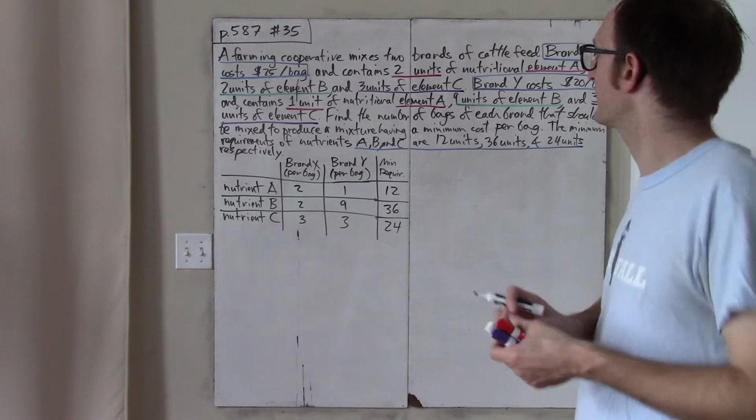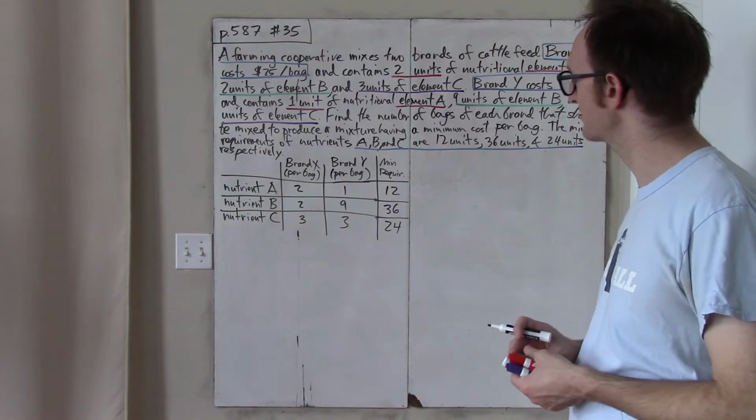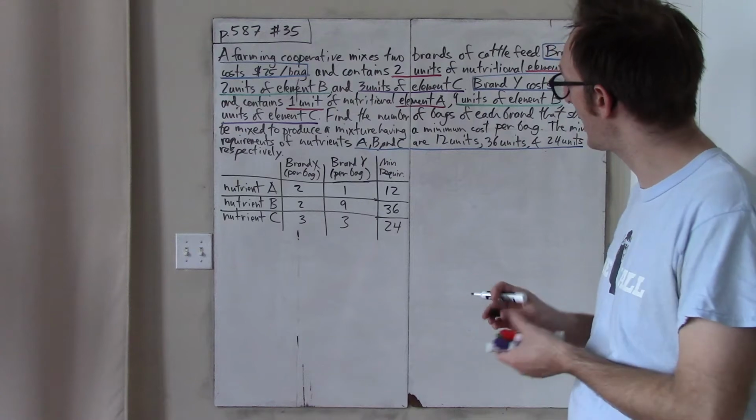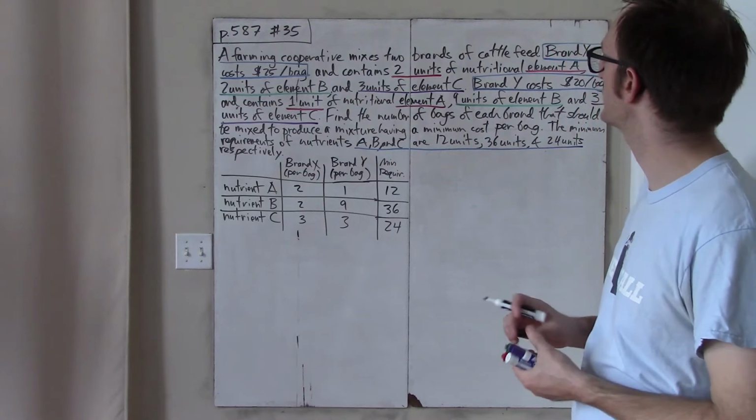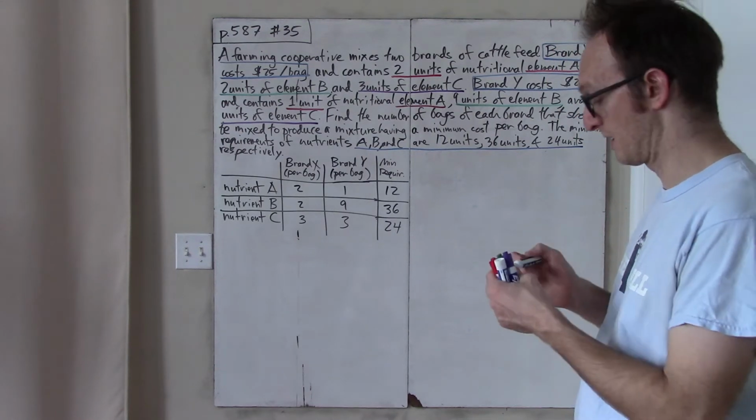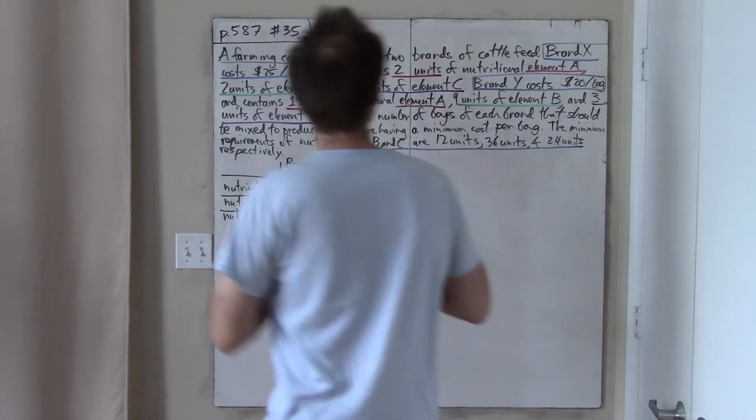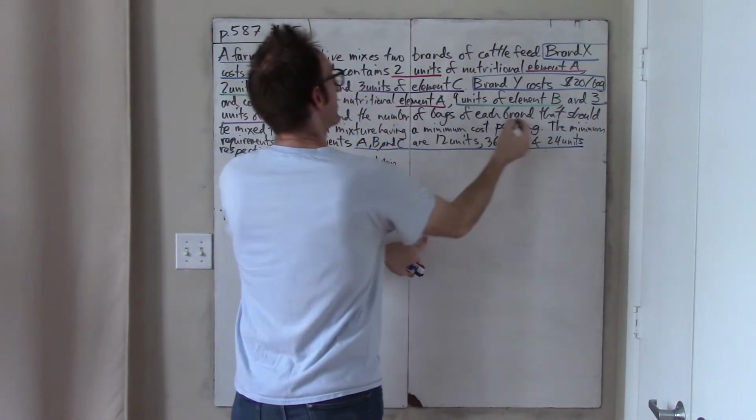Having done all this, I haven't actually done anything yet. I'm just summarizing and processing what's going on. I think we should look back at what the ultimate goal is. The ultimate goal is right here: find the number of bags of each brand.